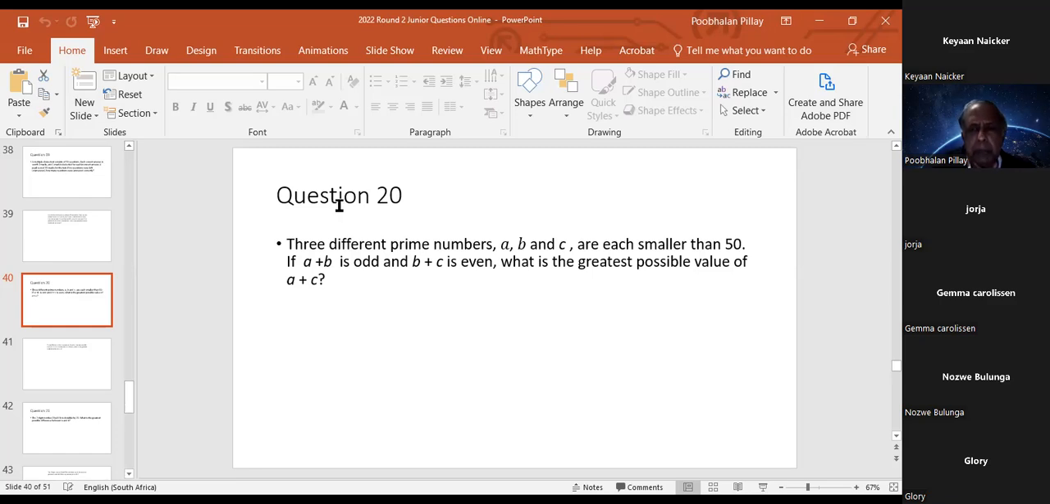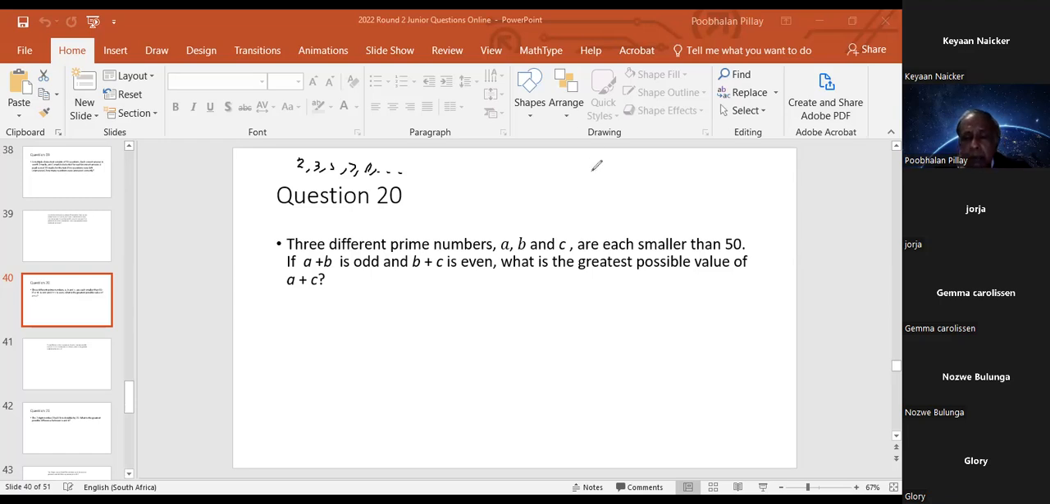Question 20, 3 different prime numbers. Okay, so we are talking about prime numbers now. What are the prime numbers? Let's just pause here. Prime numbers are 2, 3, 5, 7, 11, and so on. So you got 3 prime numbers which are all different. You're giving them names A, B, and C. Each of them is smaller than 50, so they are chosen anywhere from 2 up to 50.